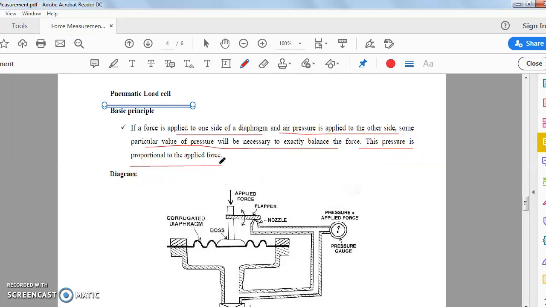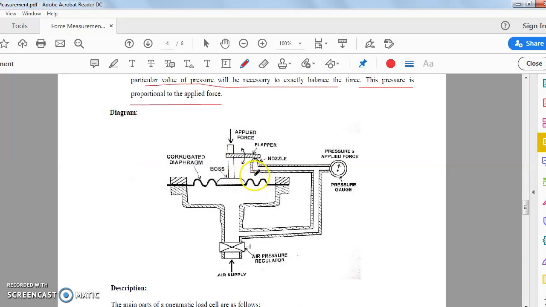Here you see the force is applied. This is the flapper, this is the nozzle, this is the diaphragm, this is the boss. From here you get the air pressure regulator, from here you supply the air, and by movement of the diaphragm the pressure is applied on the air, which in turn gives the measurement on the pressure gauge, and by calibration will measure the value of the force applied.